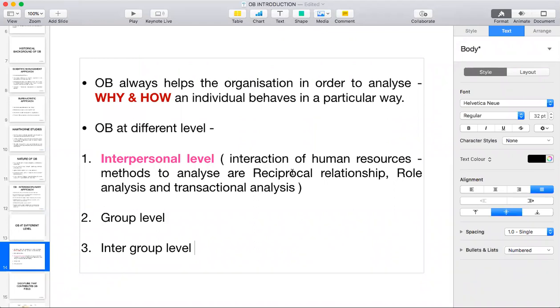That would be the part of your role analysis. And next one is transactional analysis. Transactional means a particular activity or task or responsibility is assigned to someone, how the activity will be accomplished by a particular person, and the behavior during those processes will be the part of your transactional analysis. So these are the major few methods we have under the interpersonal level: reciprocal, role analysis, and transactional analysis.